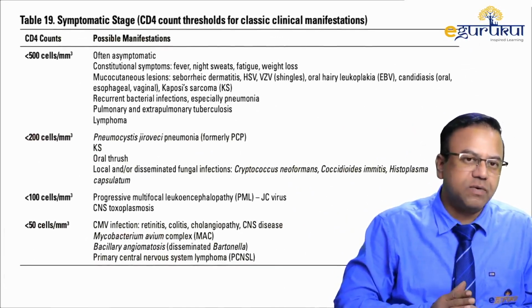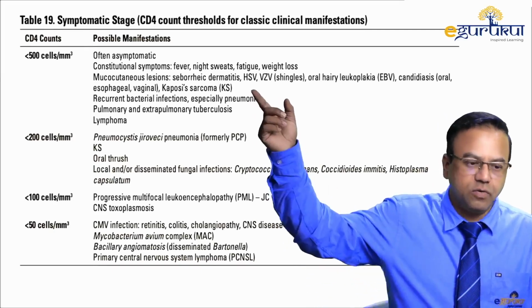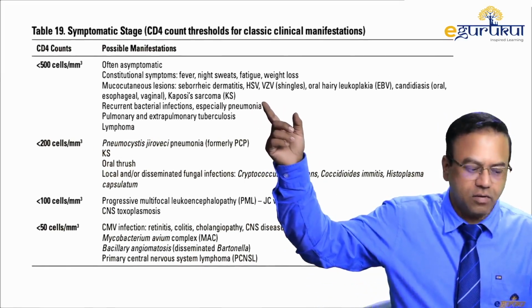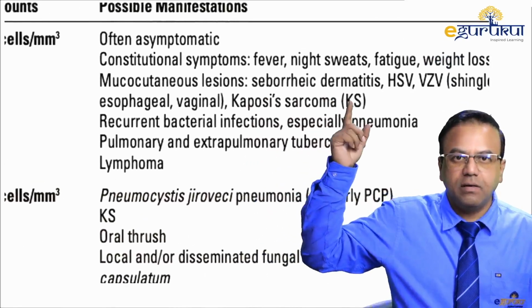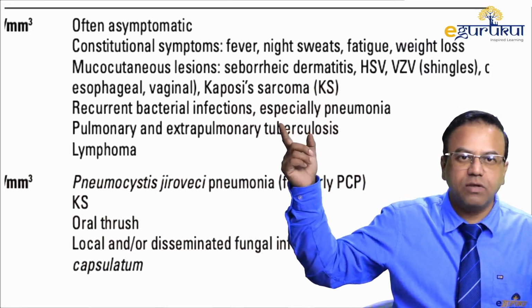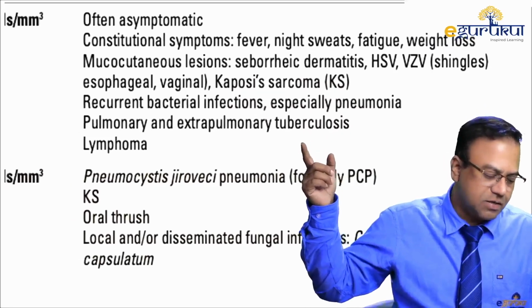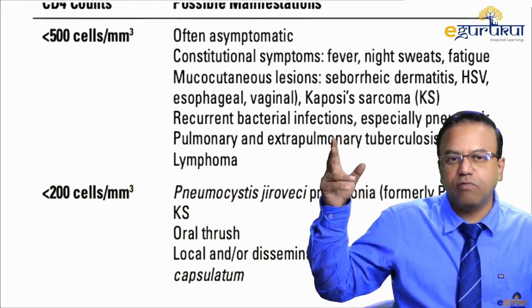So basically I told you stage 1 is above 500, stage 2 is between 200 to 500. So more or less in stage 2, these are all the things that can occur. These include manifestations like skin manifestations. You can have Kaposi sarcoma, you can expect pneumonia, pulmonary tuberculosis, all these things can occur. These are all between 200 to 500.